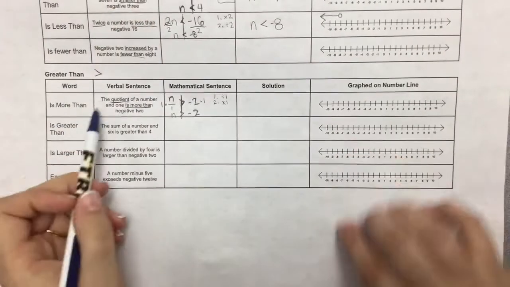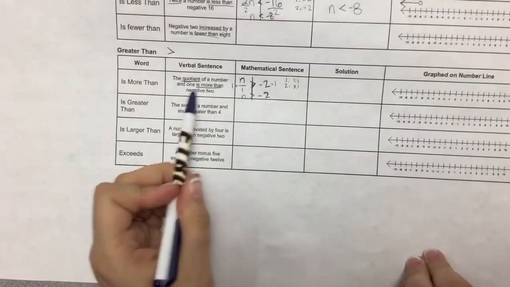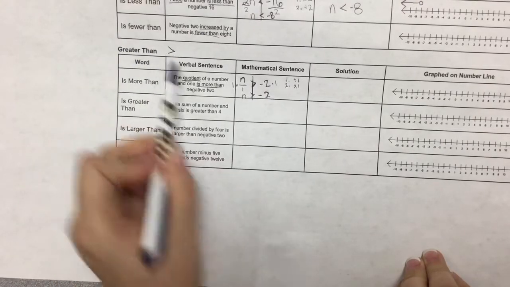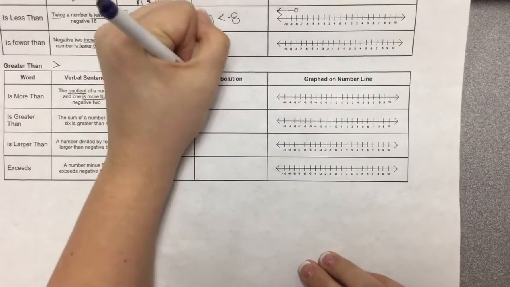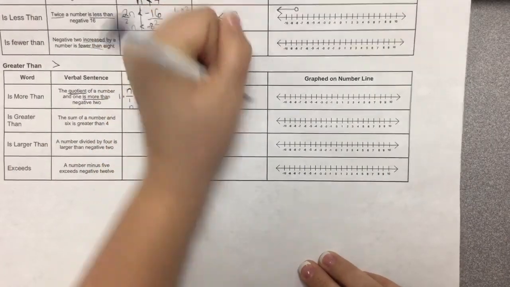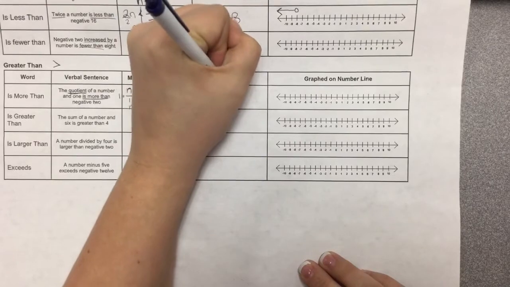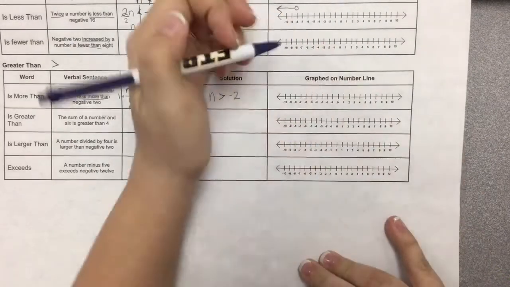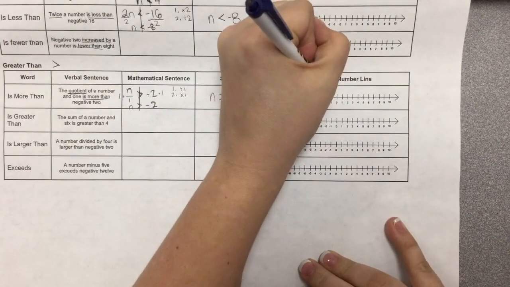All right, we don't see equal to anywhere in our sentences. We don't see it next to our greater than. We don't see a line underneath our greater than symbol. So we know that it's just n is greater than negative 2, and our circle should be open. So we're going to graph an open circle over negative 2.